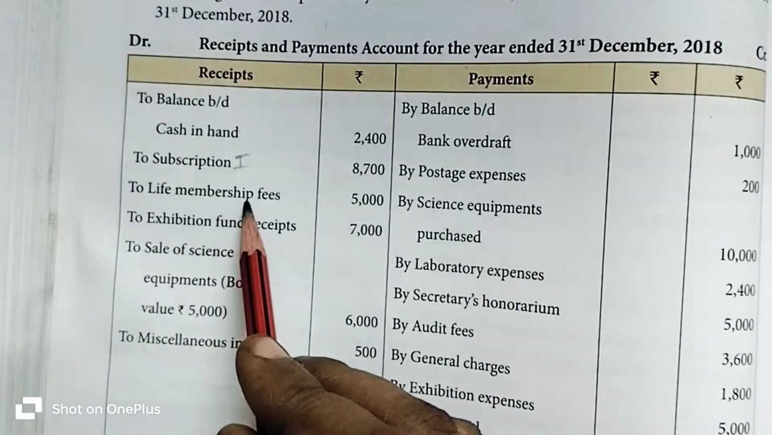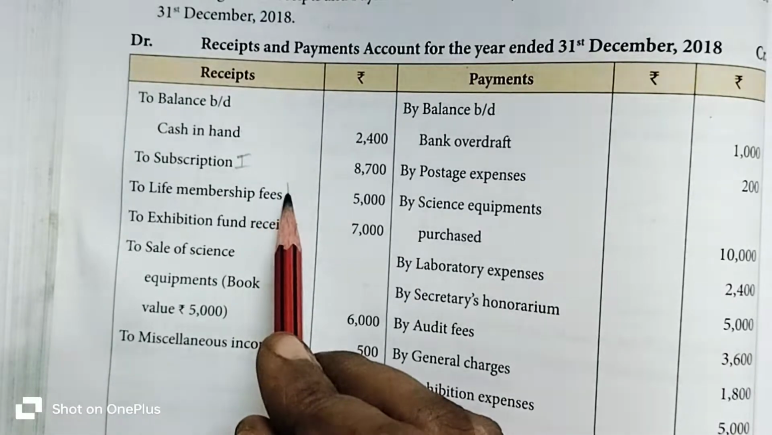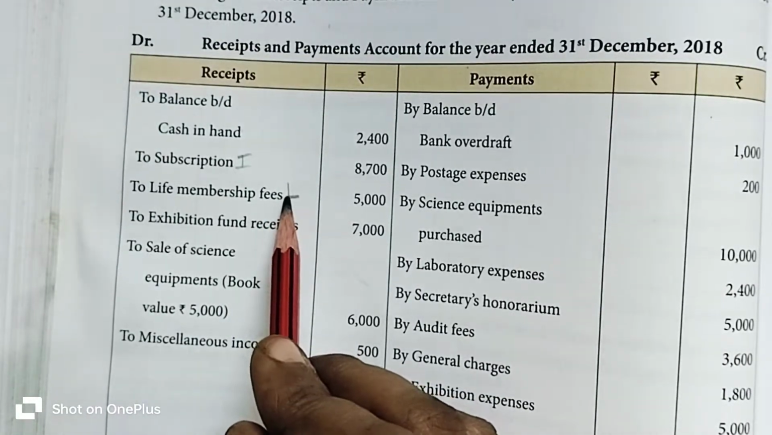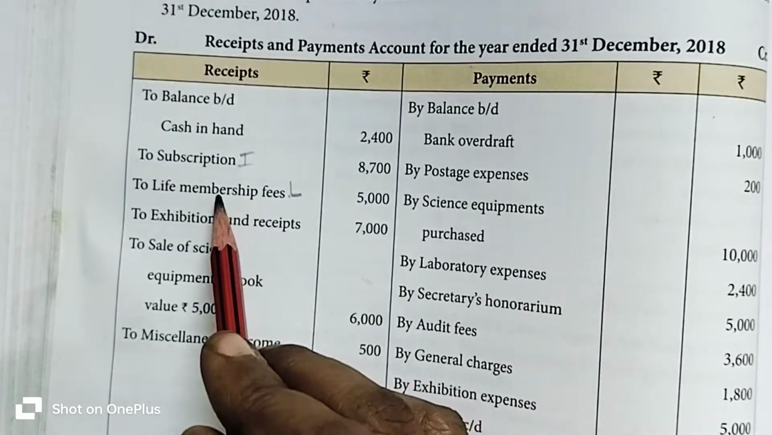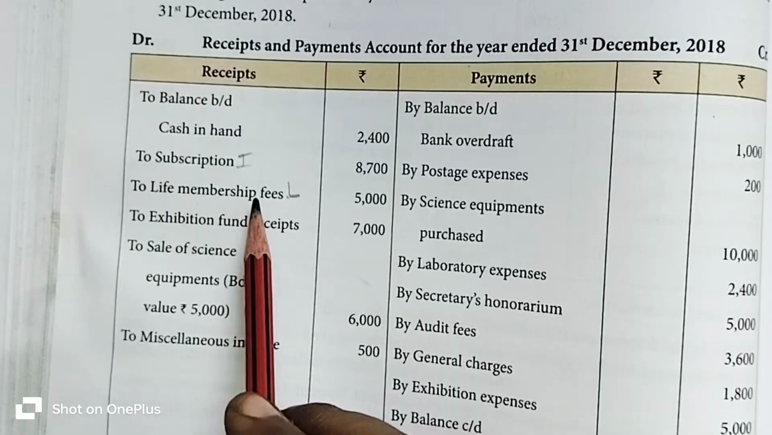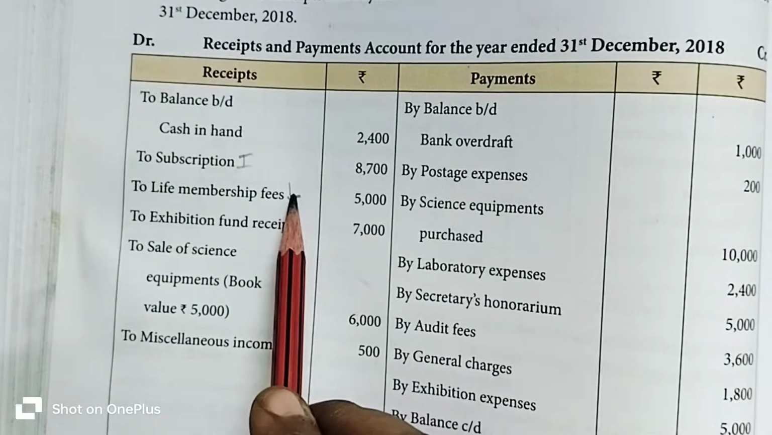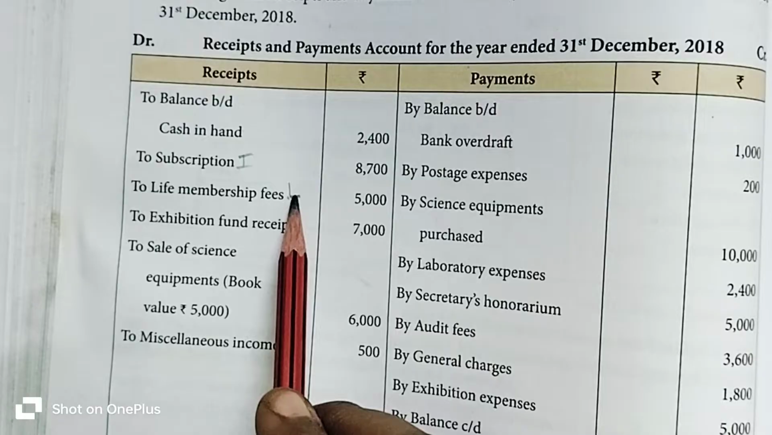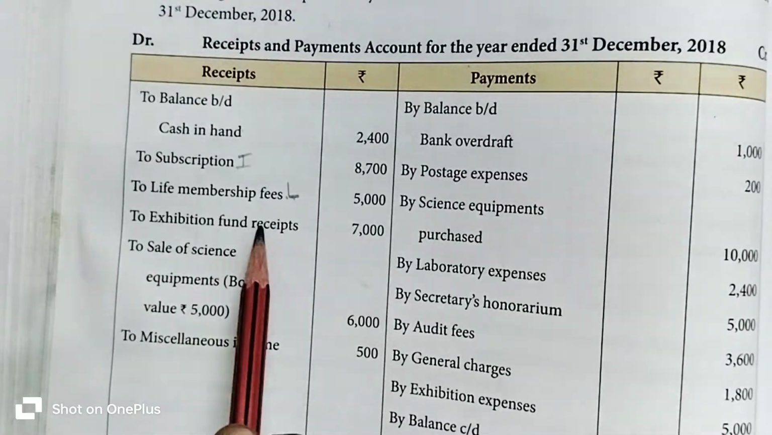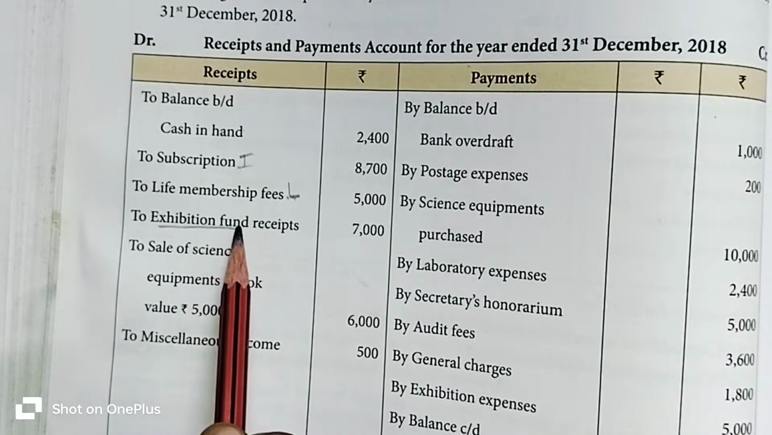Okay, so life membership fees. It's a liability item, it's a capital receipt, because only once in a life the members of the science club will pay the fees. It's a non-recurring item.